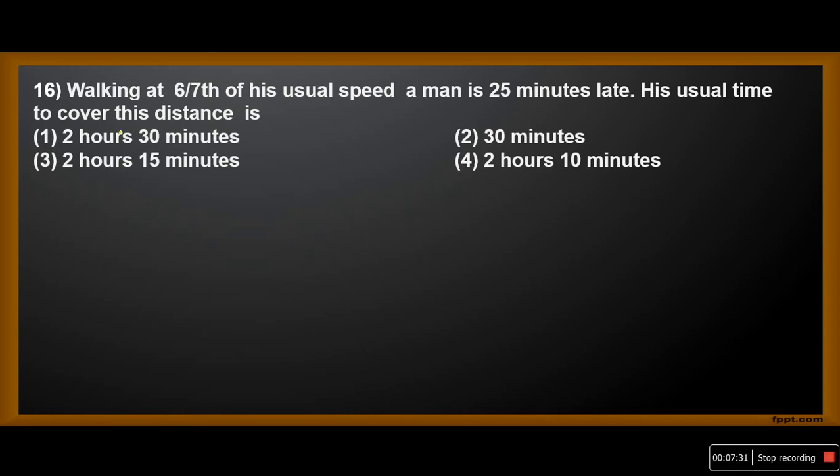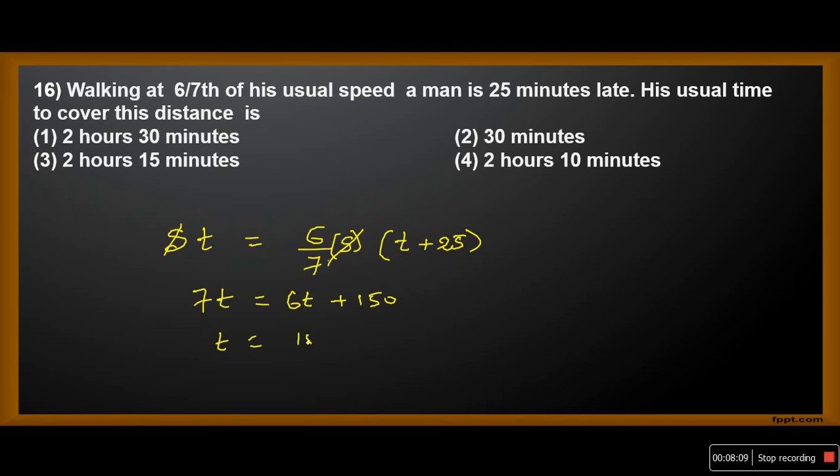Next question. Walking at 6/7 of his usual speed, a man is 25 minutes late. His usual time to cover the distance is? Assume the original speed is s and the original time is t. Now he is traveling at 6/7 of the original speed, and he is late by 25 minutes, late means t plus 25. Now on simplification, s and s will get cancelled. 70 equals 60 plus 150. On simplification, t equals 150 minutes.